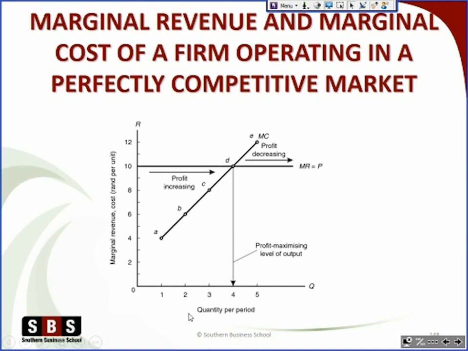This is the marginal revenue and marginal cost of a firm operating in a perfectly competitive market. You may be given this graph, and then you've got to indicate where profit is increasing and where profit is decreasing. Marginal revenue is always equal to the price. Anything above that, where the marginal cost curve runs like that, is profit decreasing, and anything below that is profit increasing. You've also got to show where the profit maximizing level of output is. That's where those two curves cross, and then straight down. So on this slide, take note of this diagram, and know profit decreasing, profit increasing, and the profit maximizing level of output.